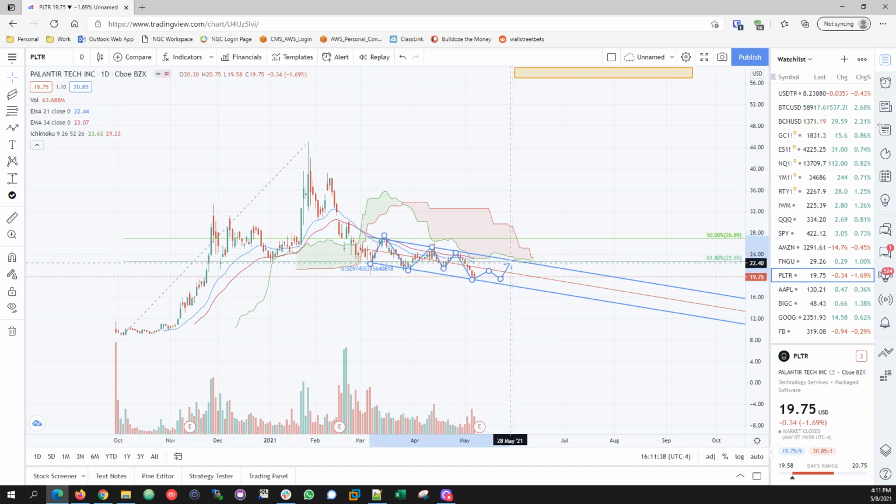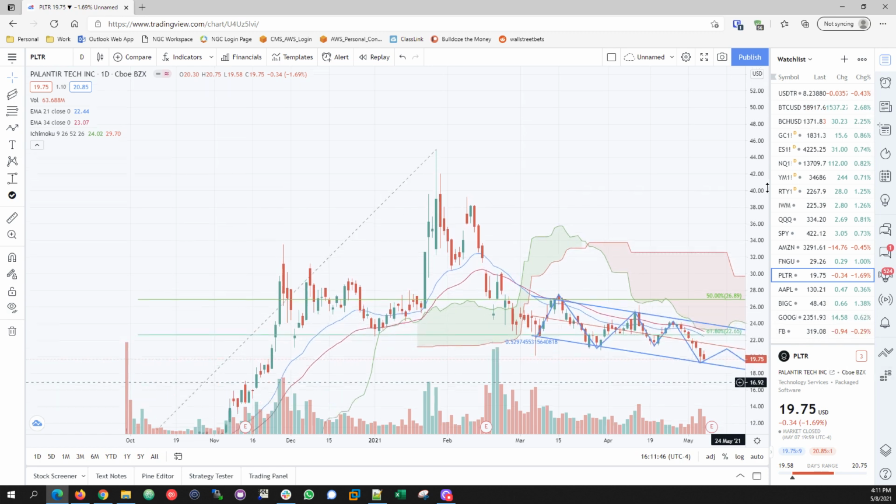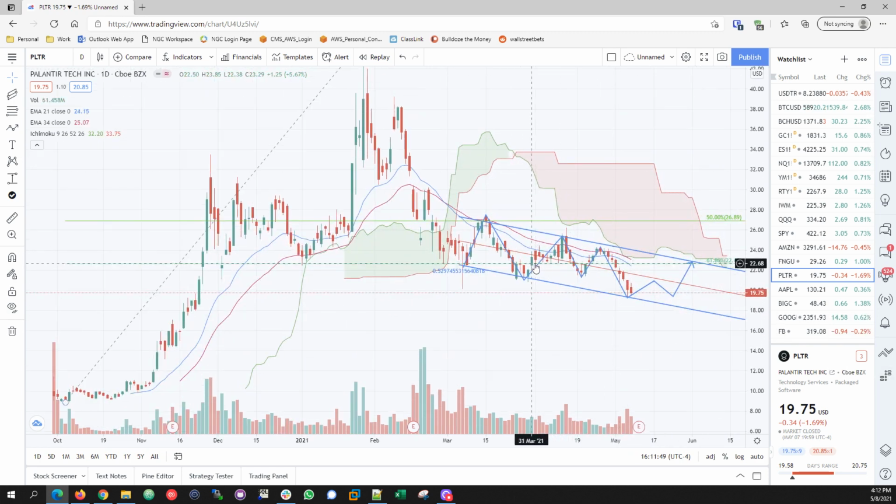Just like NNDM, we lost a long-term 61.8 extension which we should have held, and which we were holding for some time. See? Okay. And we just lost it. We need to get above.